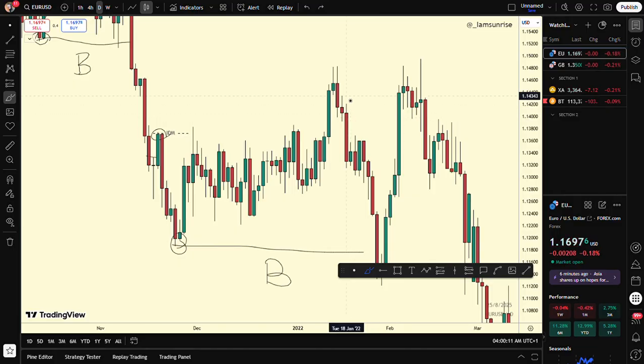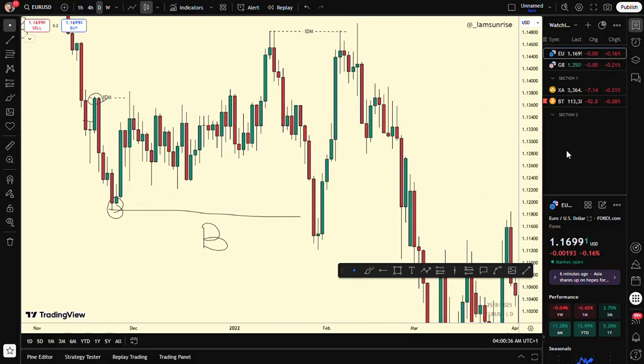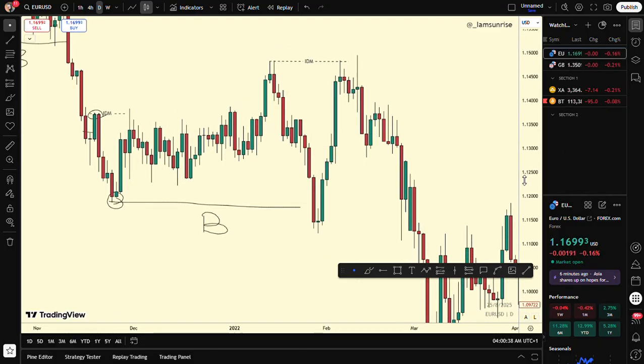So in this scenario, there is no pullback. The only pullback we have is the extreme one. That is the one that we will now use as the pullback, and we cannot classify it as inducement. And what happened? Immediately price took it out. We have a drop to the downside.